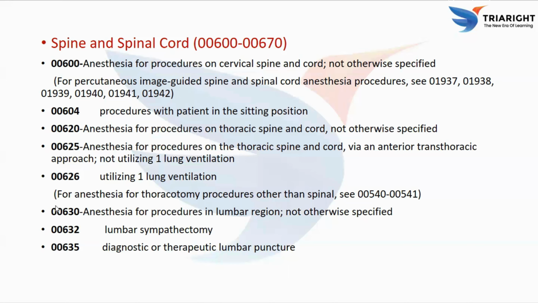And 00630 CPT code, anesthesia for procedures in the lumbar region not otherwise specified. This is used for most lower back lumbar surgeries. Examples are lumbar disc surgery, lumbar laminectomy, and spinal stenosis surgery. So for lumbar spine surgery, you have to assign the code 00630.